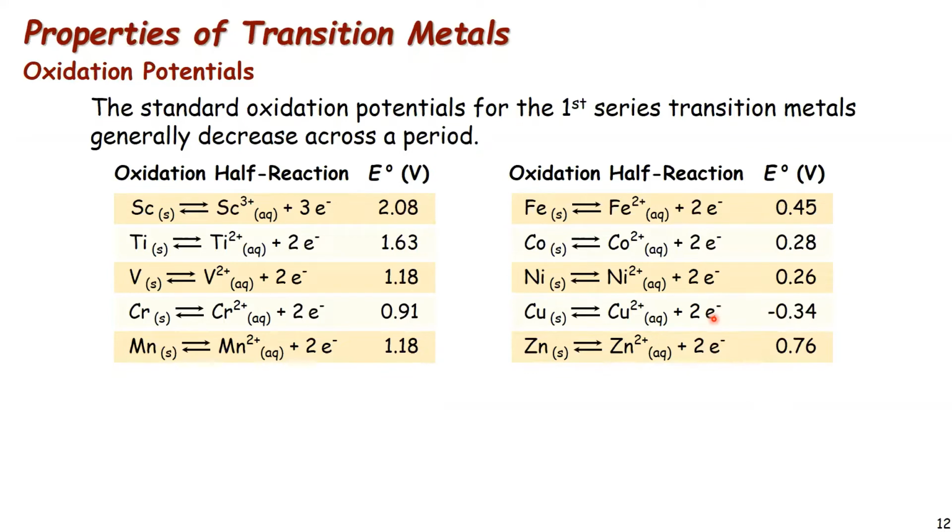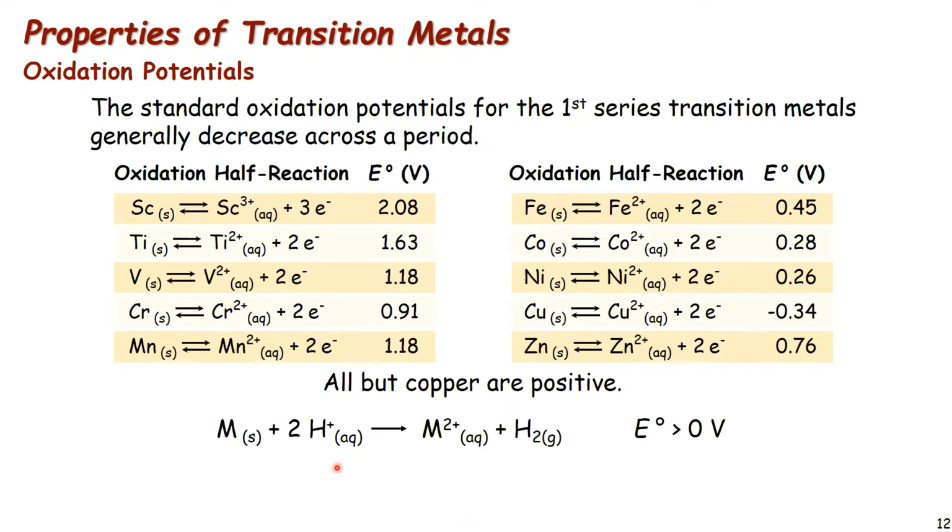Okay. So again, we can see that all but copper are positive. And that is true for most metals. Most metals are positive, except for what we call precious metals. So things like platinum, gold, silver, they all have negative oxidation potentials. Okay. But most of the metals in the periodic table have positive oxidation potentials. They like to lose their electrons.